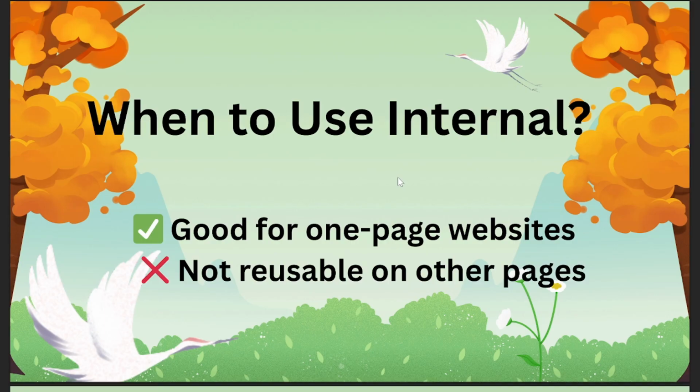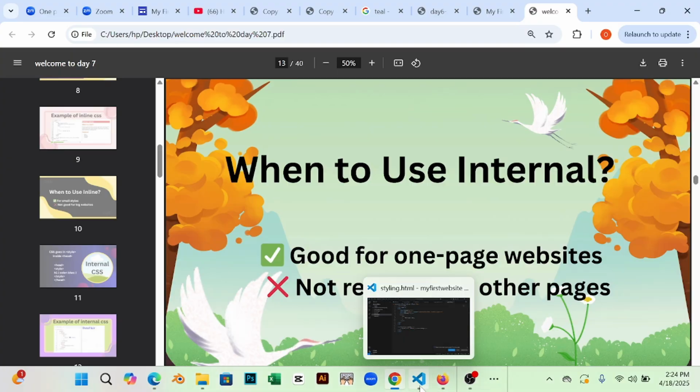Good. So when do you use internal style? You use an internal style when you want to create a one-page website, because you cannot reuse that same style for another page. I don't know if this makes sense. It is not reusable on other pages because you are now adding it to one particular page that you are working on. Now that we have different pages here, let me show you what I mean.